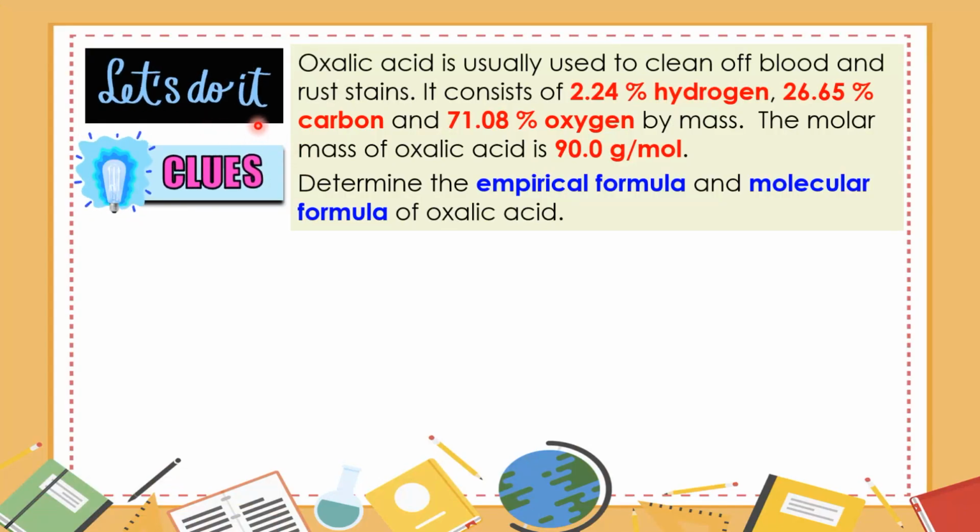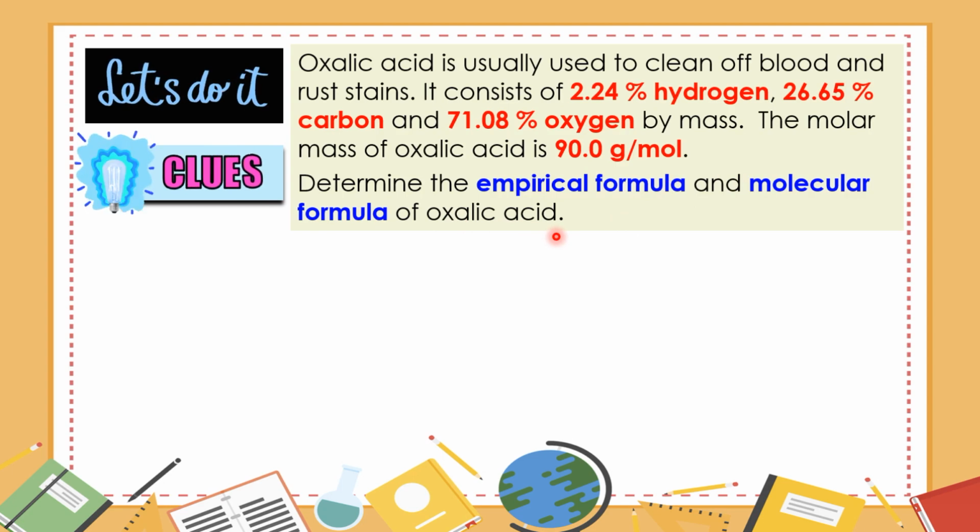Now, let us try to solve this problem together. Oxalic acid is usually used to clean off blood and rust stains. It contains 2.24% hydrogen, 26.65% carbon, and 71.08% oxygen by mass. The molar mass of oxalic acid is 90 gram per mole. Determine the empirical formula and molecular formula of oxalic acid.